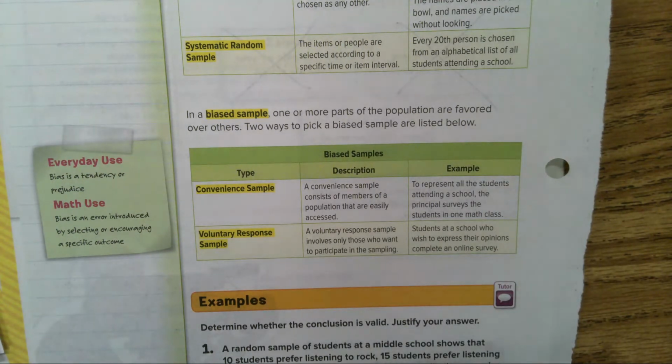Then we have the voluntary response sample. A voluntary response sample involves only those who want to participate in the sampling. Students at a school who wish to express their opinions complete an online survey. Those are usually people that have complaints, and they're the ones that are going to complain about everything. The people that are happy about it won't be in the survey. So that's what that is sort of implying.